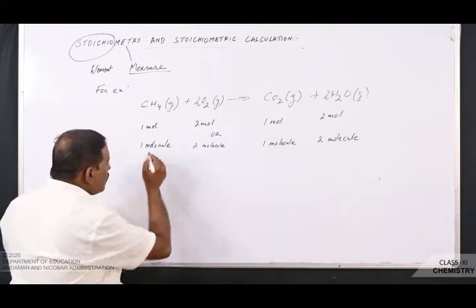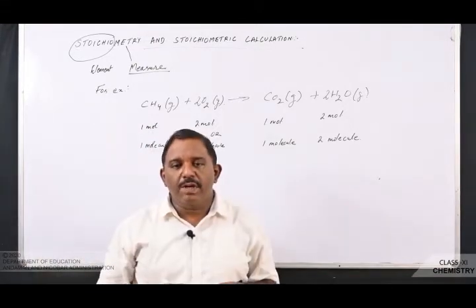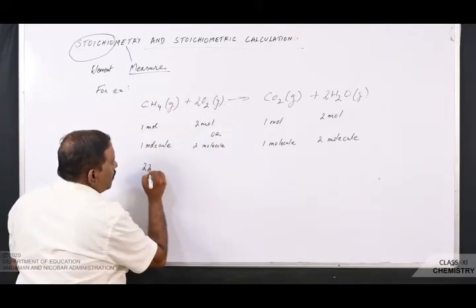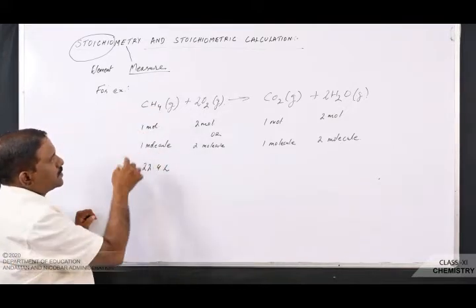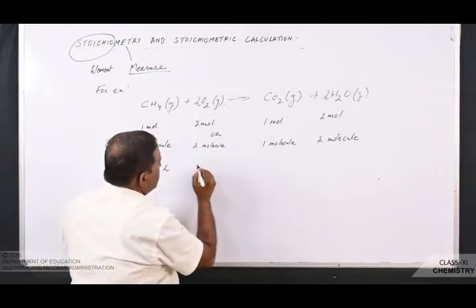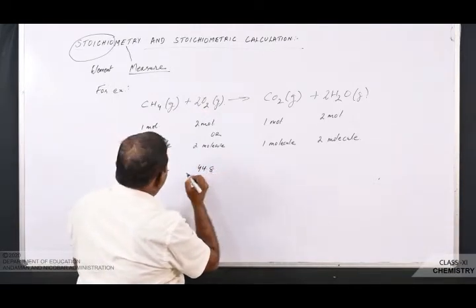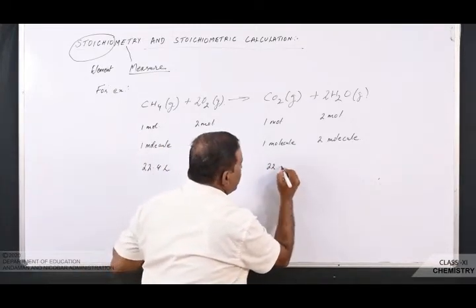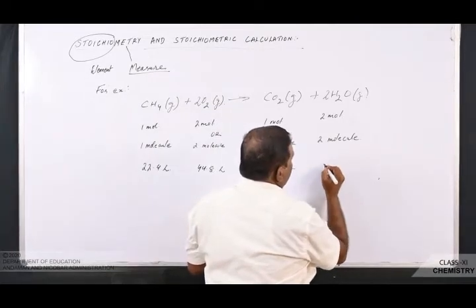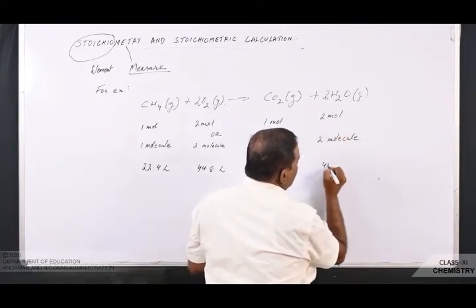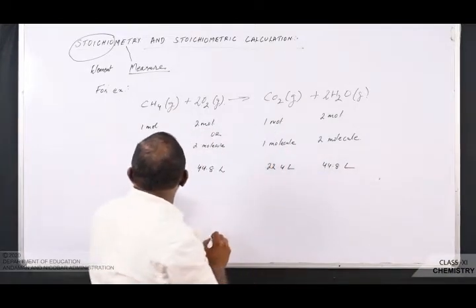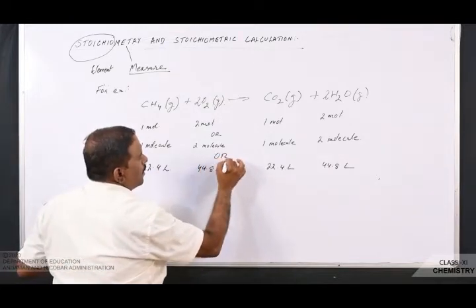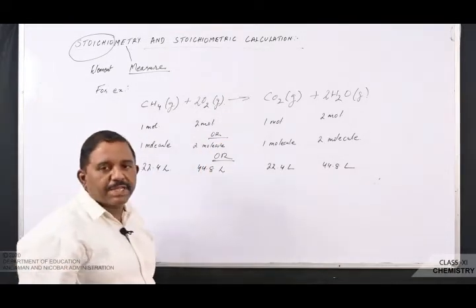So this is in respect of moles, this is in respect of molecules, and next is in respect of volume. 1 mole of gas, suppose methane, is 22.4 liter, and 2 moles of gas, that is double, is 44.8 liter. Here again 1 mole, so I can write 22.4 liter, and here again 2 moles is 44.8 liter. So this is in respect of volume.